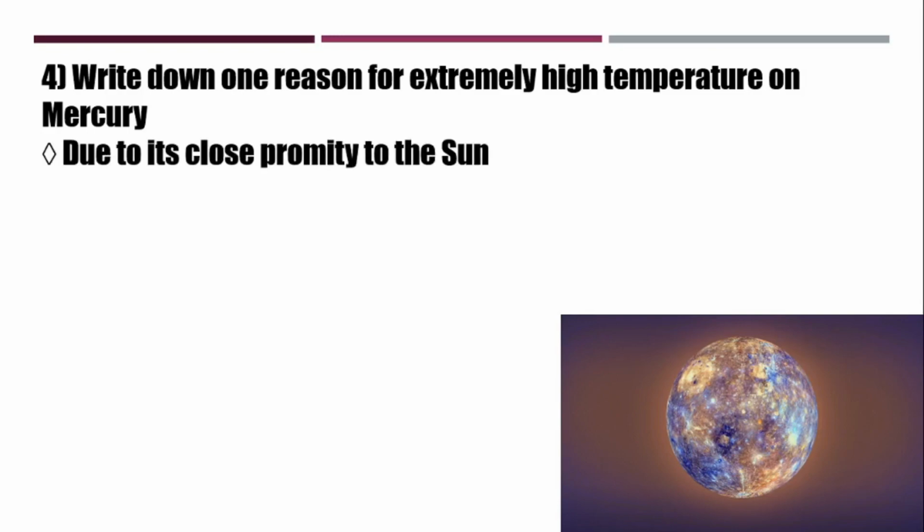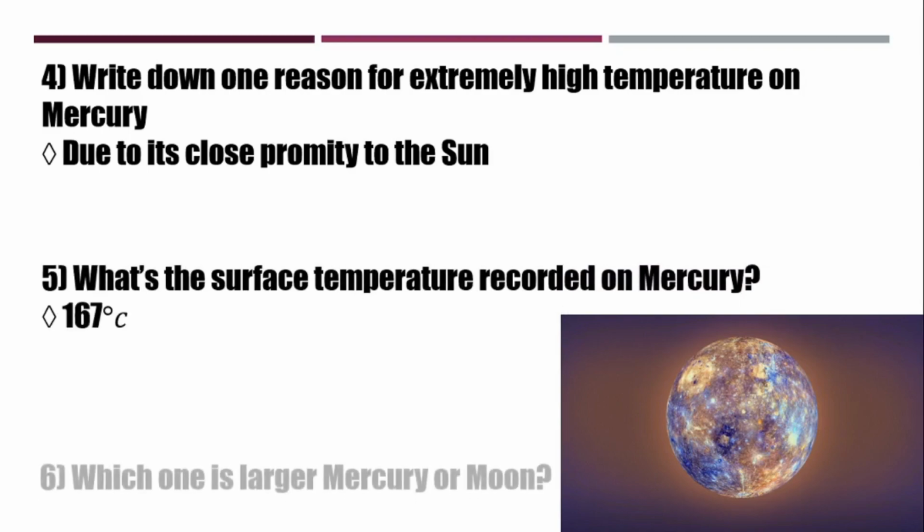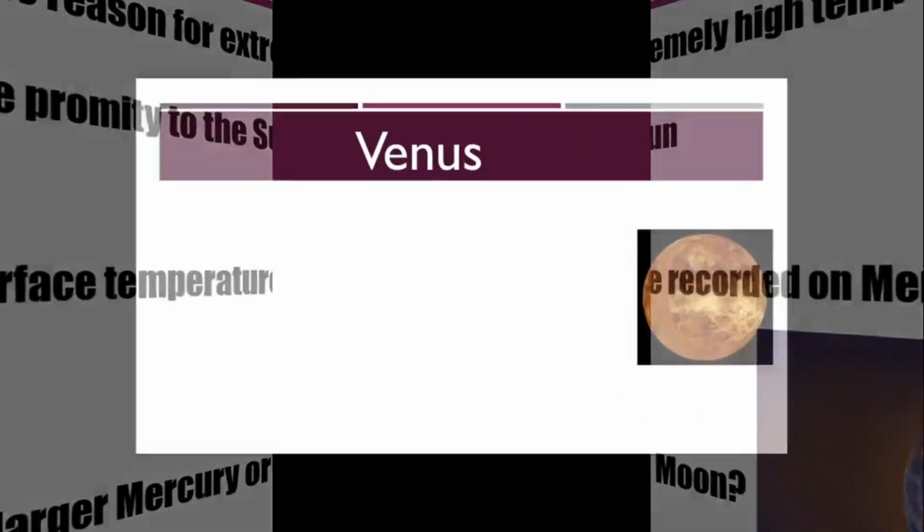Write down one reason for extremely high temperature on Mercury. Due to its close proximity to the Sun. What is the surface temperature recorded on Mercury? 167 degrees Celsius. Which one is larger, Mercury or Moon? Mercury is a little larger than Moon. Therefore, the answer is Mercury.